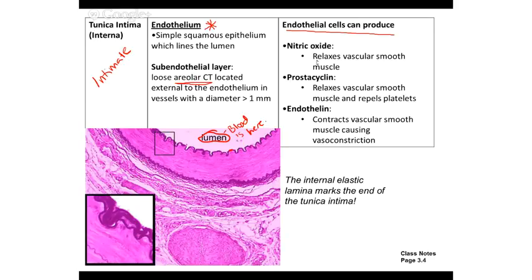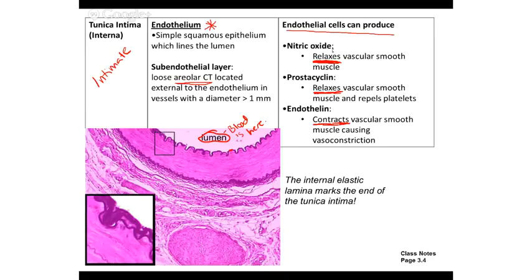Nitric oxide is a big one. So the endothelial cells can make this. Very important, nitric oxide relaxes blood vessels. Prostacyclin, another chemical that comes from endothelial cells. Prostacyclin relaxes blood vessels. And then our third one, endothelin. This is different to the other two because this one's able to contract our blood vessel.